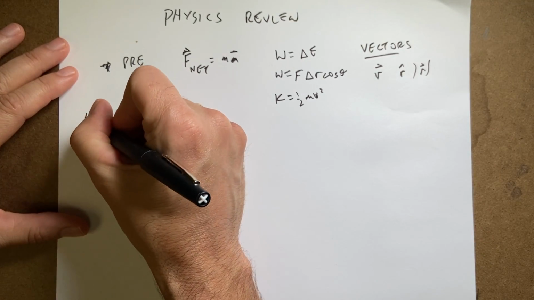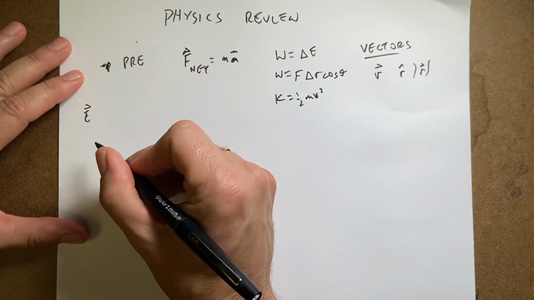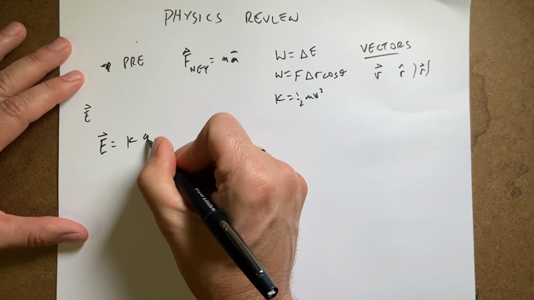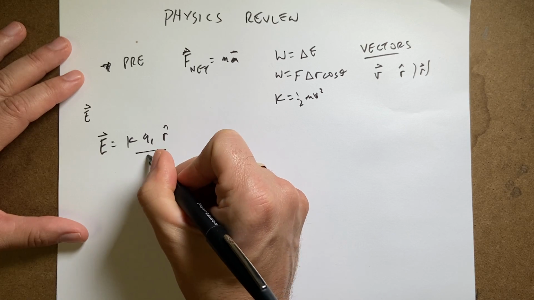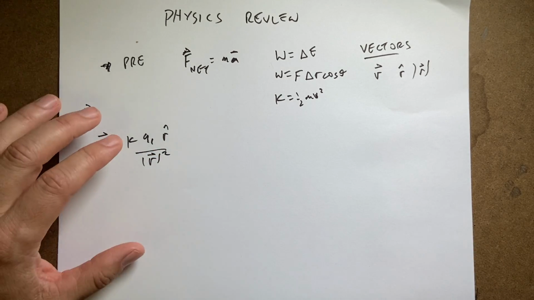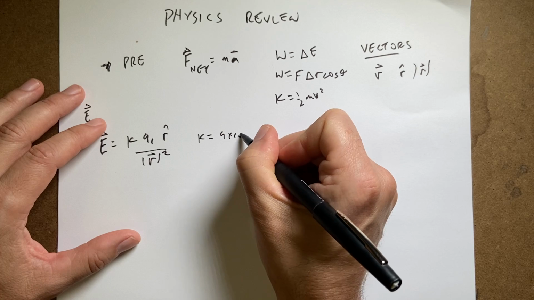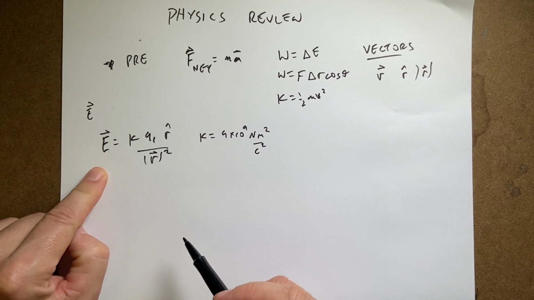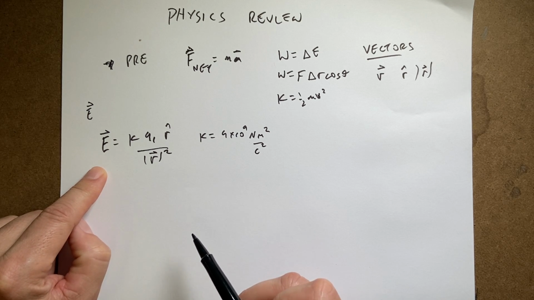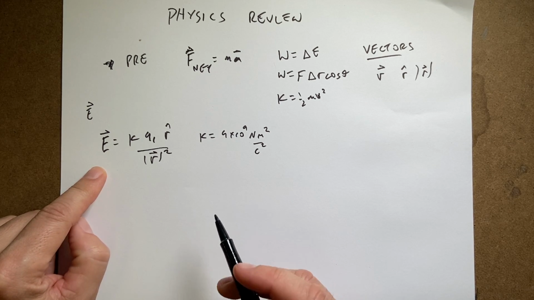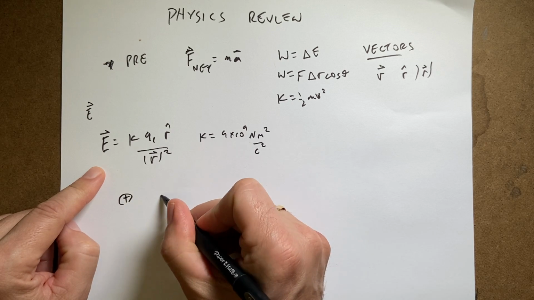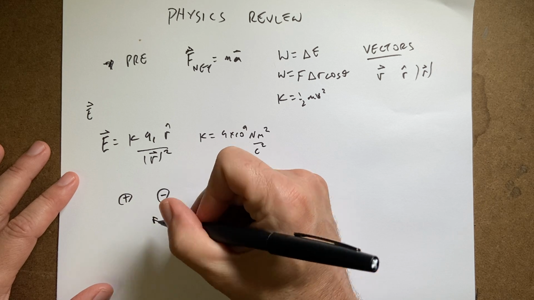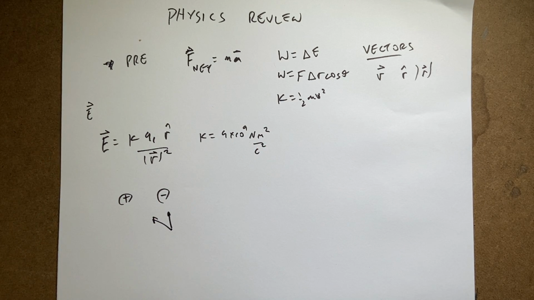Okay, so the first thing is electric fields, E. You should know this. The electric field due to a point charge is k q r hat over r magnitude squared, where k is a constant, in newton meters squared per coulomb squared. You should know that the electric field obeys superposition. So if I have two point charges and I want to find the electric field right here, it's the electric field due to that one plus the electric field due to that one. And you have to add them as vectors.